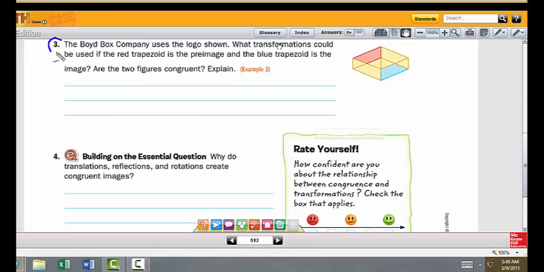And now let's take a look at number 3. The Boyd Box Company uses the logo shown. What transformations could be used if the red trapezoid is the pre-image? So the red trapezoid is the pre-image, and the blue trapezoid is the image. Are the two figures congruent? And explain. So one of the things that we could do is rotate this direction. Let me get rid of that so that we can see our figure better.